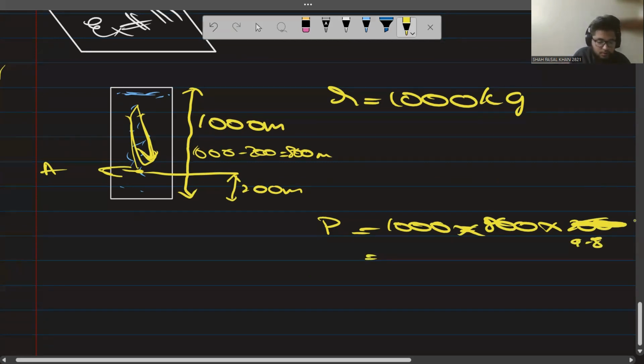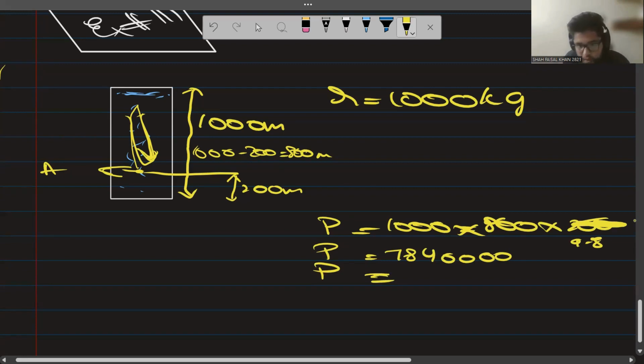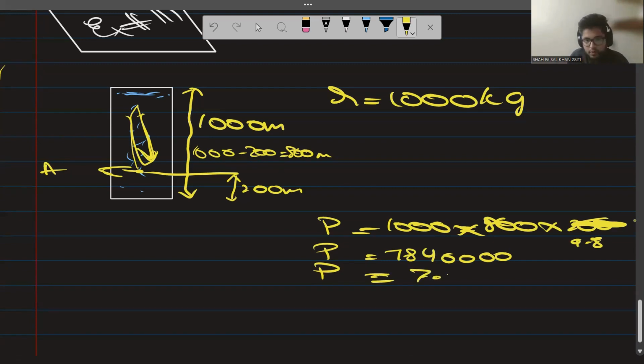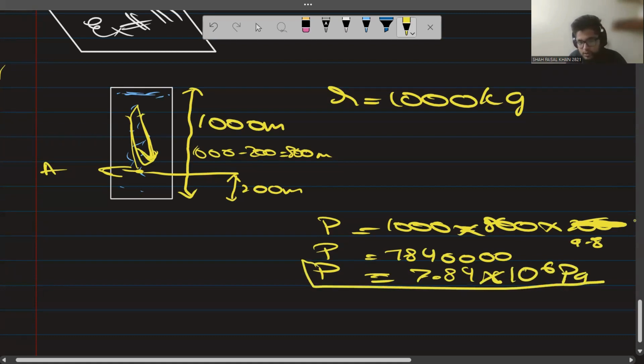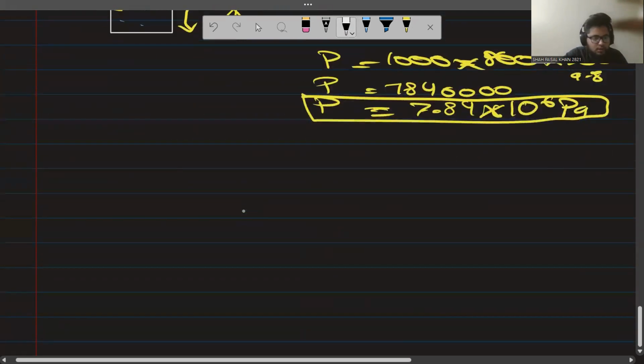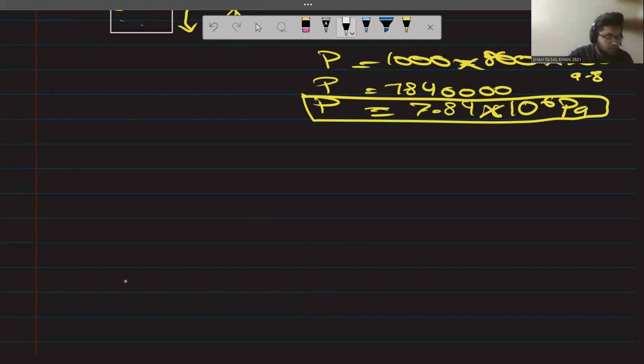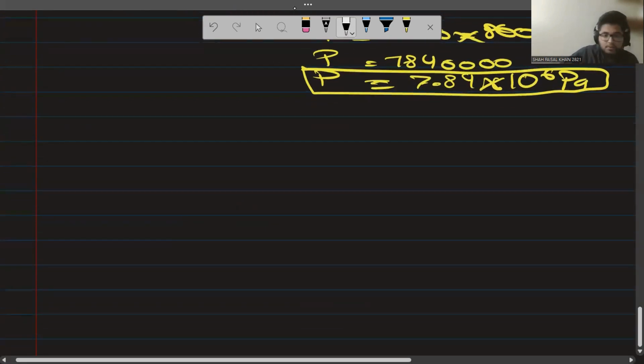When we solve it, the answer is 784,000. Let's put it in standard form. So it will be 7.84 times 10^5 pascals. Okay, so this is the answer for this third question. Now let's do another question.